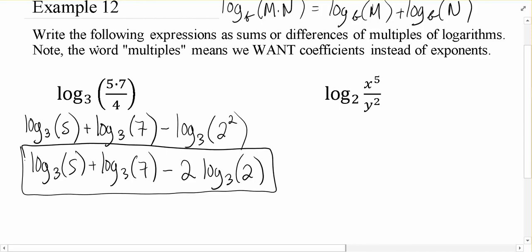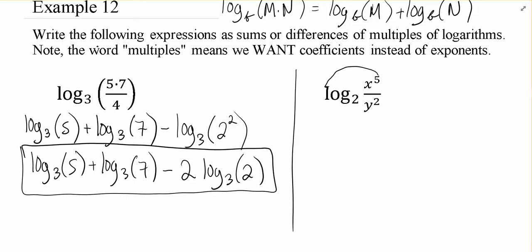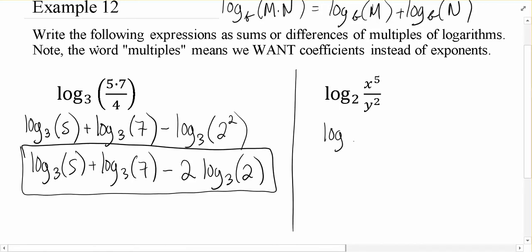Now we can do the same thing when it comes to variables. Now one thing I do want to point out is that we cannot bring the 5 down in front right now because your entire argument is not being raised to the 5th power. What we do have in our argument right now, though, is division. So we can rewrite this as a subtraction of 2 logarithms.